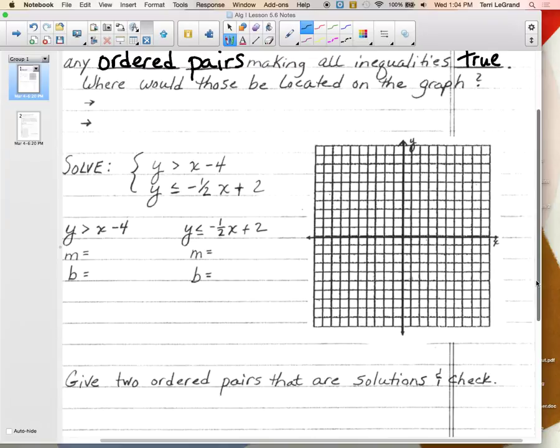Okay, so where would these be located on the graph? Where do you think we would find the solutions for a system? Okay, so when we do this, we're going to be looking in the overlap shaded region, wherever all of them are shaded. In other words, we have to find the region that all of them have the same ordered pairs shaded.